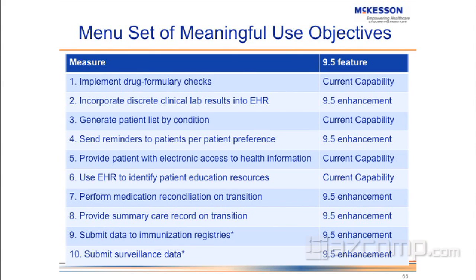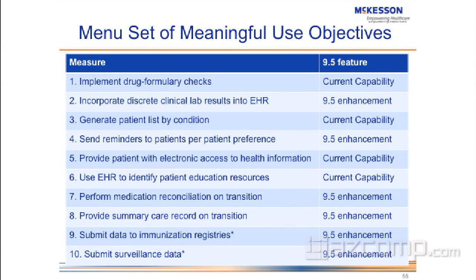We'll get into the menu set of meaningful use objectives. So the first one is a current capability. That is just having the drug formulary checks turned on. Incorporate discrete clinical lab results into an EHR is 9.5. So we had to put in some new items into the system so that you could actually record that information into the system. If you have an interface, you're going to be able to bring that information in as well.